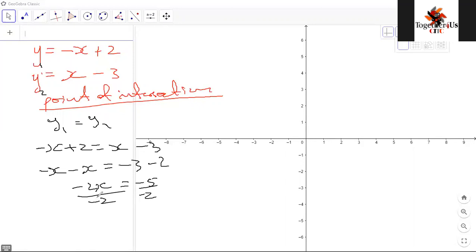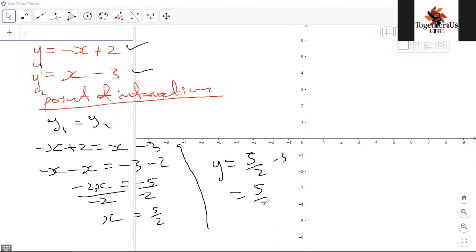You can see now that I am going to have x is equal to 5 over 2. Now, I must find the y coordinate. This is just the x coordinate. So to find the y coordinate, I can substitute either in that or that, it doesn't matter. But I'm going to take the easiest one, which is the one with a positive x value: 5 over 2 minus 3. So this is 5 over 2 minus 6 over 2. So I can see that in this case, the y coordinate will be a negative half.